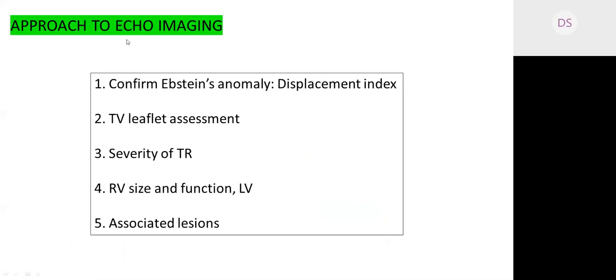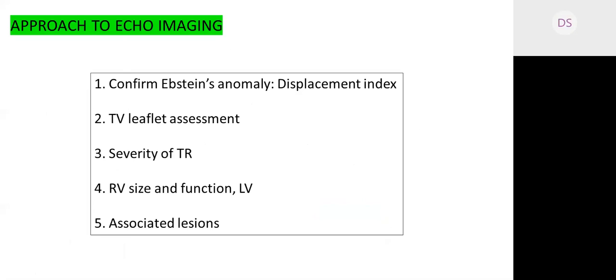Now, after understanding the basic anatomy of Ebstein's, let us see how the Ebstein's anomaly looks on investigations and the primary modality to confirm the diagnosis and see for associations is echo imaging. Cath is very, very rarely considered nowadays. MRI is sometimes considered as an additional modality to echo.